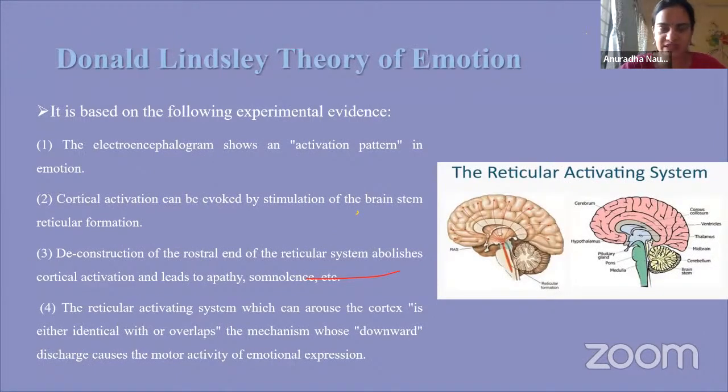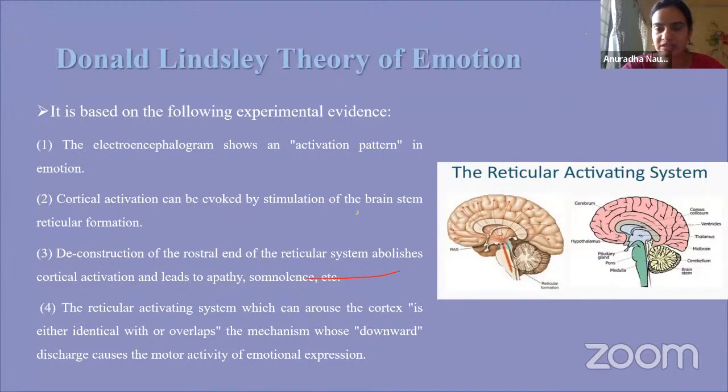So when we are experiencing any emotion, there are certain patterns in our brain. Those are evoked by the brainstem reticular formation. And destruction of the rostral end, and rostral here means the beak-like end of the reticular system, abolishes cortical activation and leads to apathy or somnolence. That means destruction of the beak end of the reticular system.